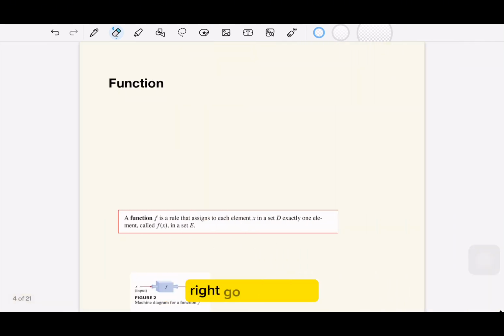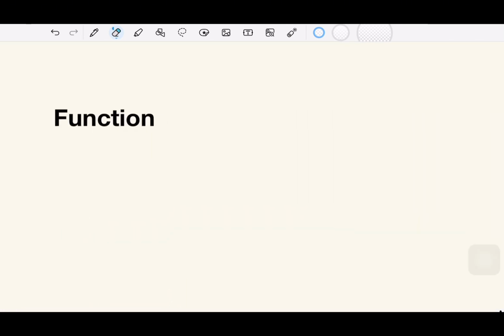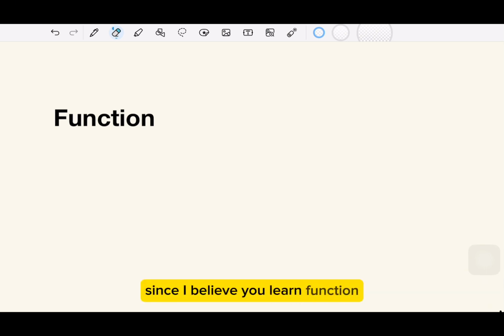Right? Go to function. So what is a function? I think you have heard a lot about it, since I believe you learned functions in elementary school, or junior high? Junior high, right? Okay. So what is a function?